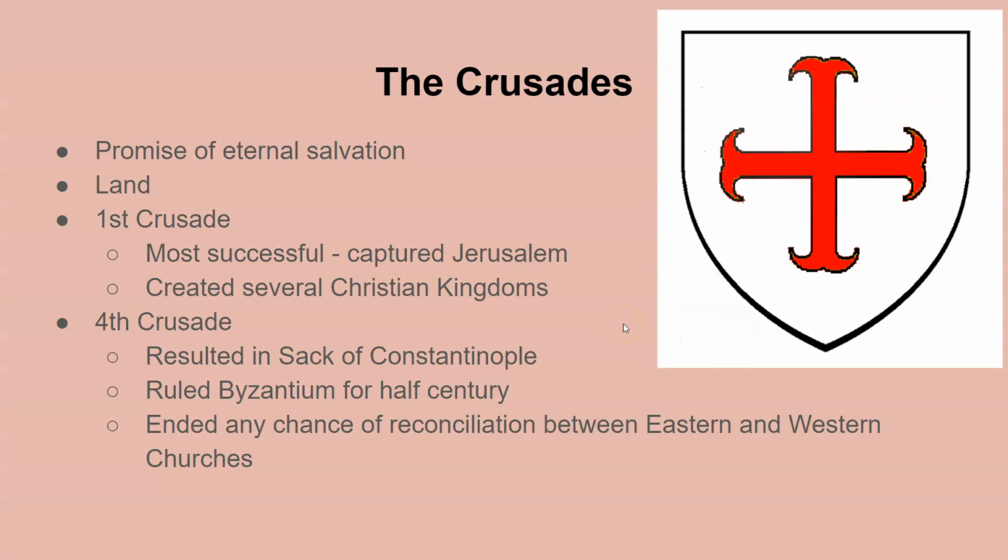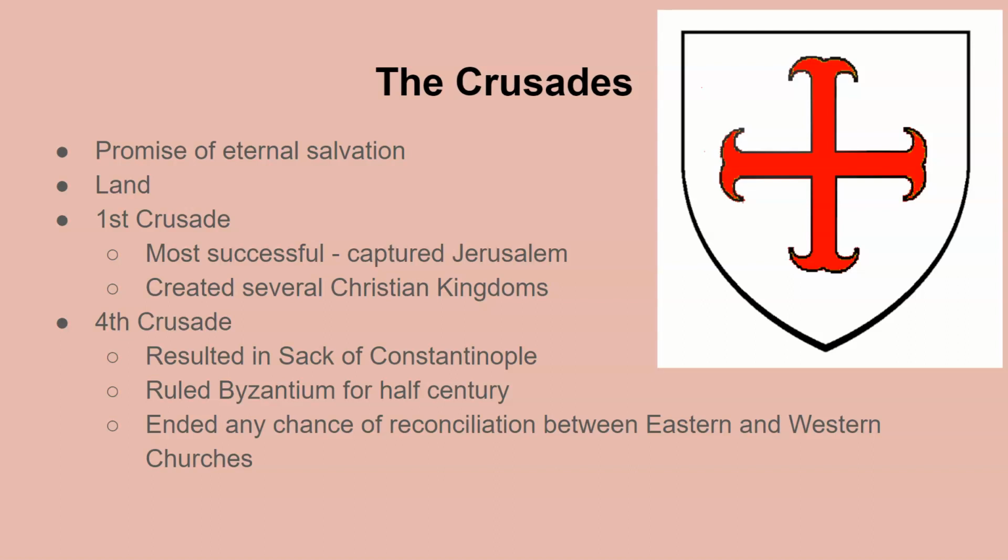Part of the time frame of this era is the Crusades, and the Crusades had started before 1200. The Pope promised anybody who went on Crusade, which I talked about when we were looking at Islam, the promise of eternal salvation and also the promise of land. Two crusades are mentioned. The first crusade, which was really the most successful, captured Jerusalem. Gradually over time they lose all that, but they created several Christian kingdoms that for the better part of 150 years had a pretty strong stronghold in what we might call the Middle East.